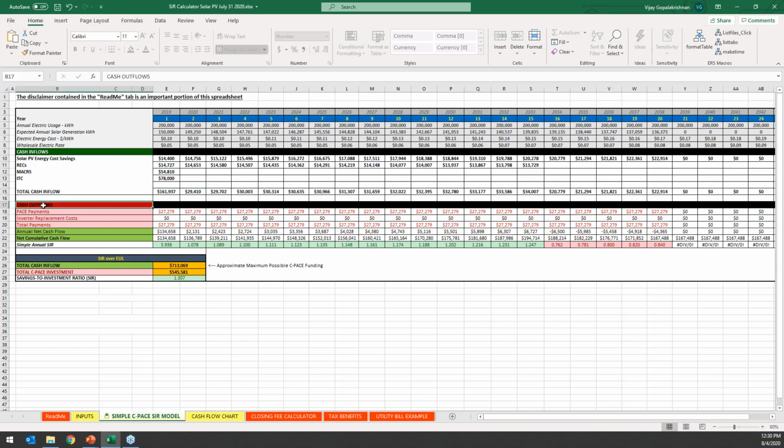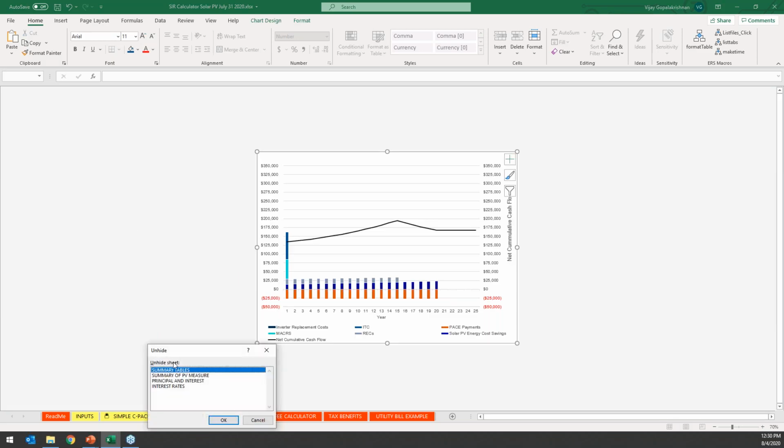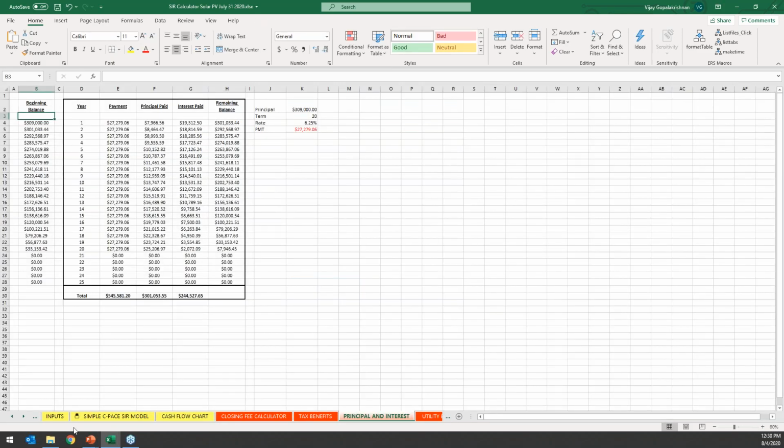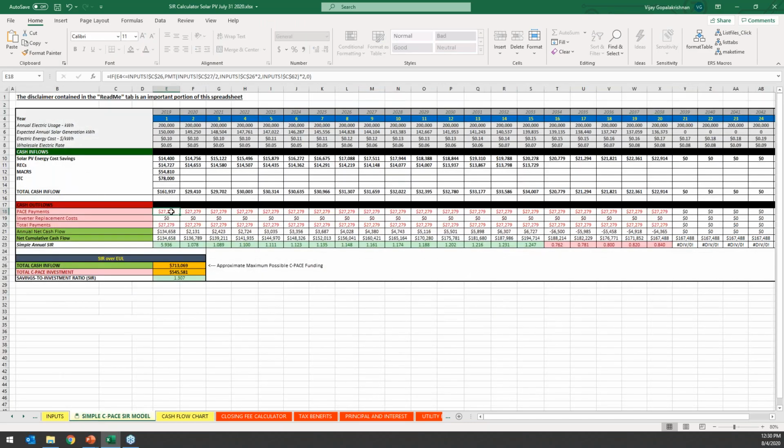Moving on to the cash outflows. The base payments are at about $27,000 a year. This is based on the principal and interest calculation tab. Again, if you'd like to look at it in detail, it's available for you to look at. So that's every year for 20 years, which is the term that we selected. You can select anywhere between 5 and 20 years. So what we selected in this case was 20 years.